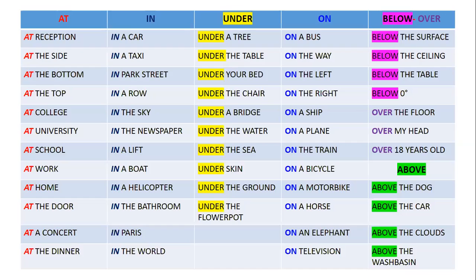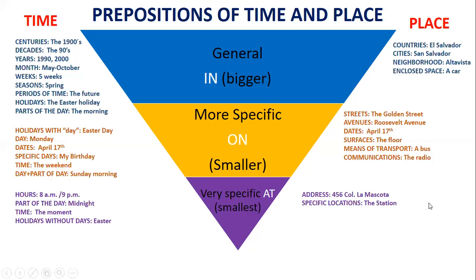We have below and over, okay? Later I will explain the difference of some of these. Below the surface, below the ceiling, below the table, below 0 degrees, over the floor, over my head, over 18 years old, above the dog, above the car, above the clouds, above the wash basin. I know that these are a little bit confusing, so that's why I'm going to explain them later.